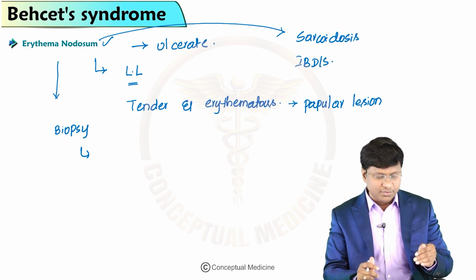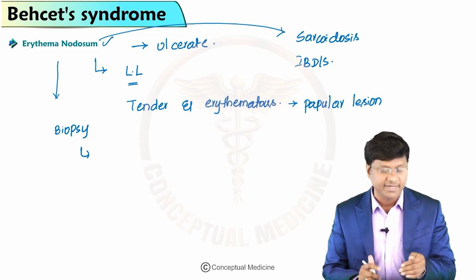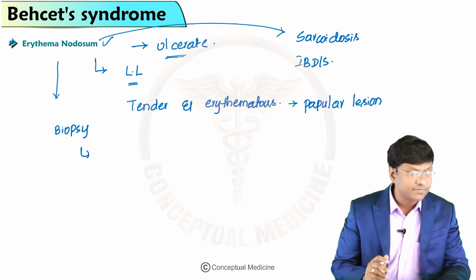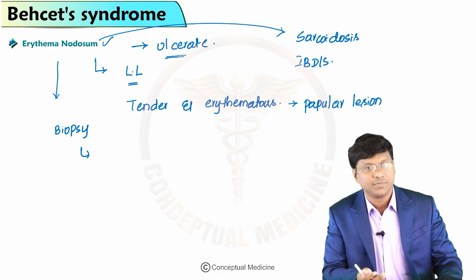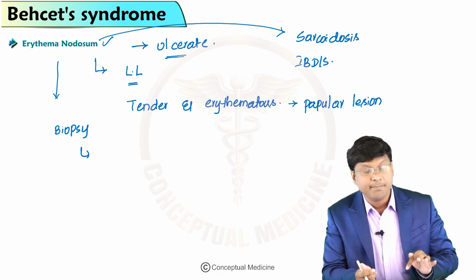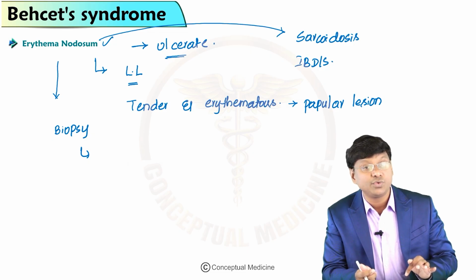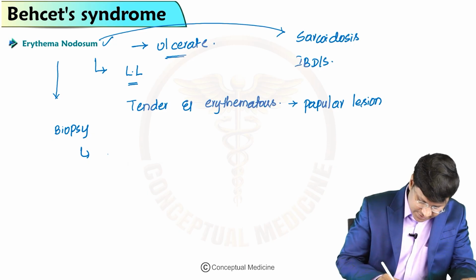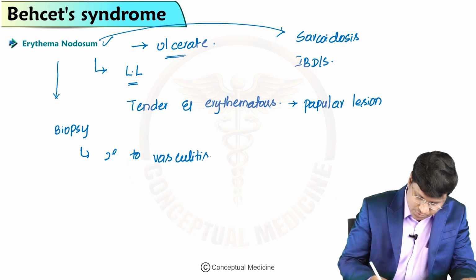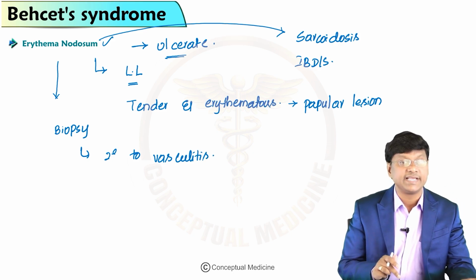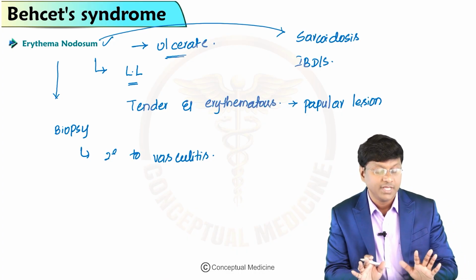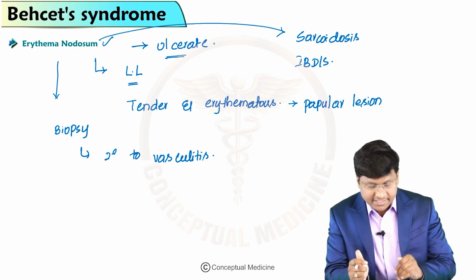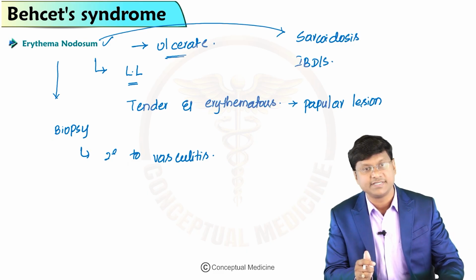But how will you differentiate erythema nodosum of Behcet's from sarcoidosis and inflammatory bowel disease? The erythema nodosum of Behcet's tends to ulcerate. And on biopsy, many of these lesions are shown to be secondary to vasculitis. So why is this erythema nodosum in Behcet's? That is secondary to vasculitis. Okay, next. So this is about your erythema nodosum, and I have also told you how to differentiate the erythema nodosum of sarcoidosis and inflammatory bowel disease.